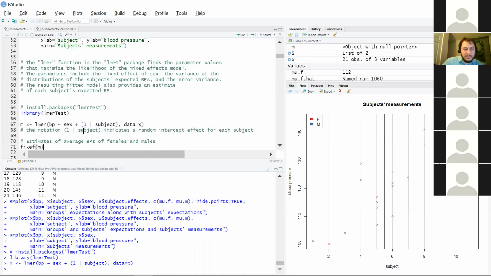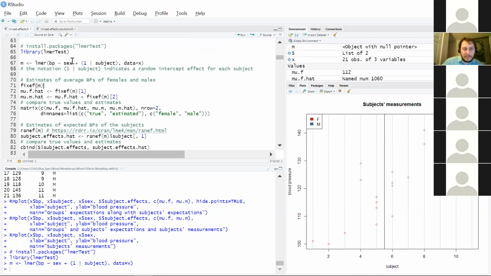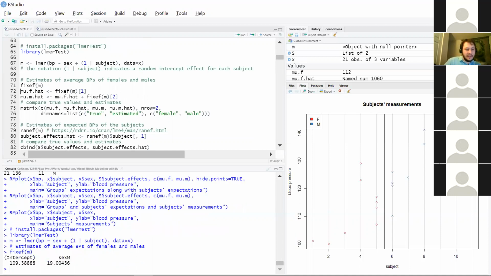All right, so I've fit the model. I've got parameters now, and in particular, I've got fixed effects. The fixed parameters are going to be an intercept and a coefficient for males. And here they are. There's an intercept, 109, and really that represents the female's overall expected blood pressure, and the sex M coefficient represents what you need to add to that value to get the male's expected blood pressure.